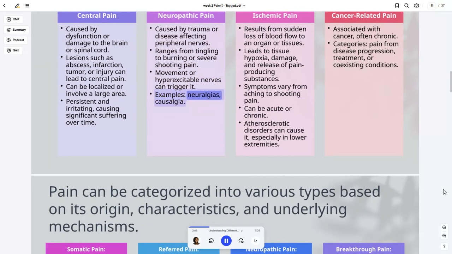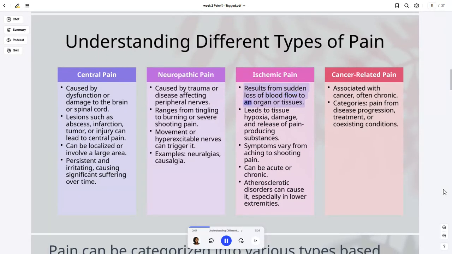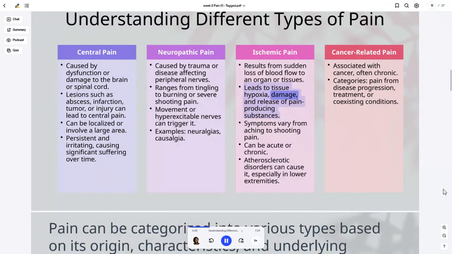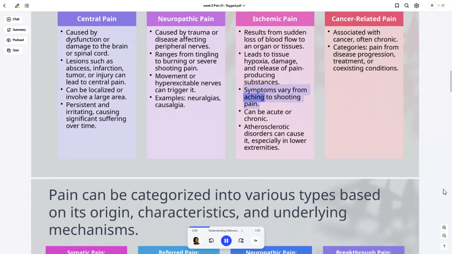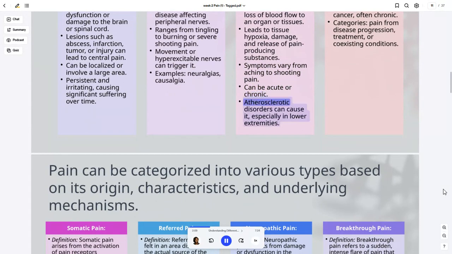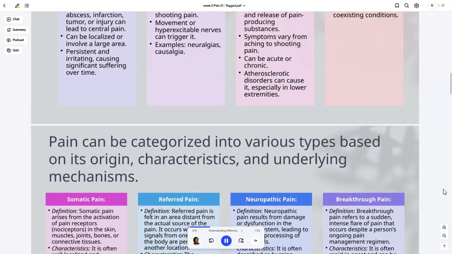Examples: neuralgias, causalgia. Ischemic pain results from sudden loss of blood flow to an organ or tissues, which leads to tissue hypoxia, damage, and release of pain-producing substances. Symptoms vary from aching to shooting pain, and it can be acute or chronic. Atherosclerotic disorders can cause it, especially in the lower extremities.